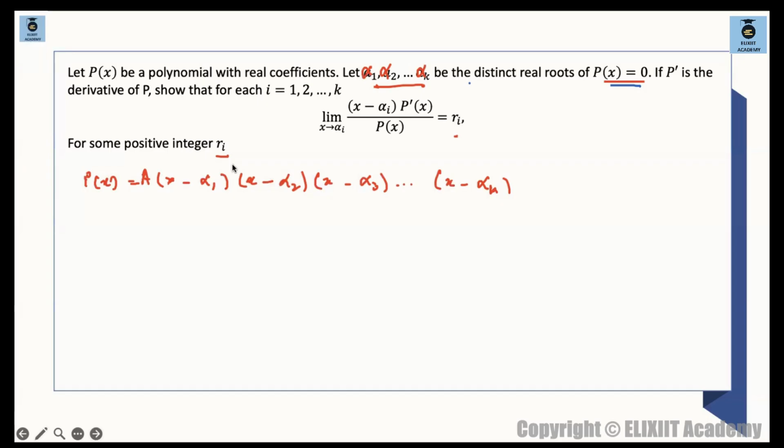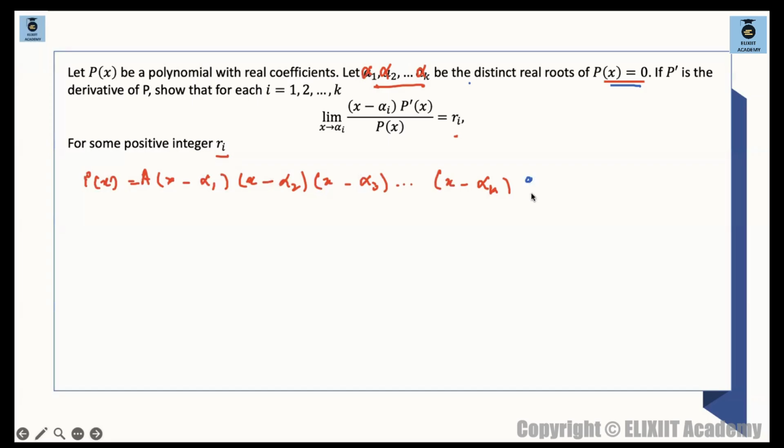The idea is that we have a times (x minus alpha 1) and so on, and we know these are the distinct real roots of P(x) = 0. They have only mentioned that these are distinct real roots. Nowhere have they said that this is the only real root. So there can be one more factor, or two factors, or three factors. Maybe complex roots are there. They have said distinct real roots, so there can be other roots as well.